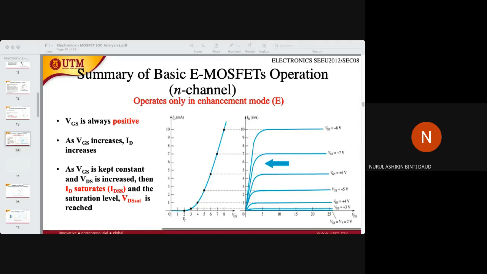Okay, so this is the summary of the eMOSFET transconductance or transfer curve for N channel. From here, this represents ID equals K times (VGS minus VGS threshold) squared, and this is where ID equals 0. This is the voltage when the MOSFET turns on, and this is VGS on, ID on.